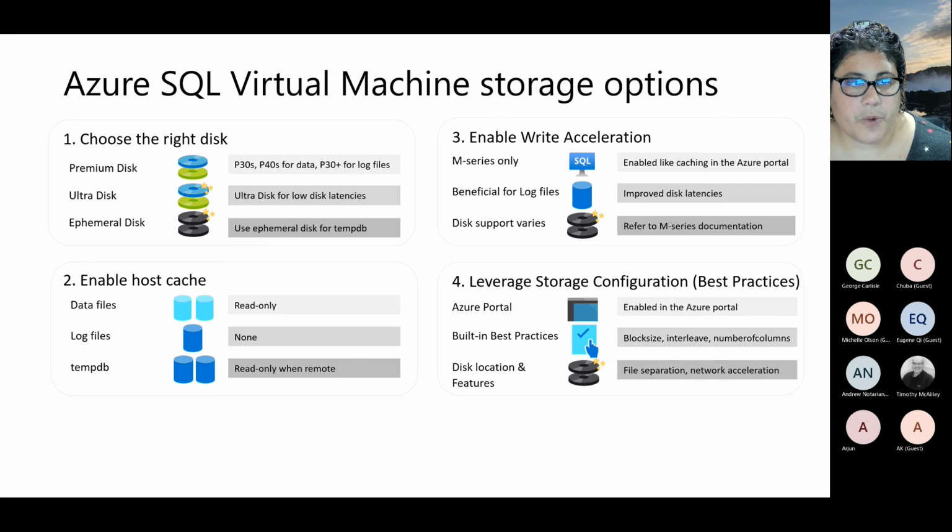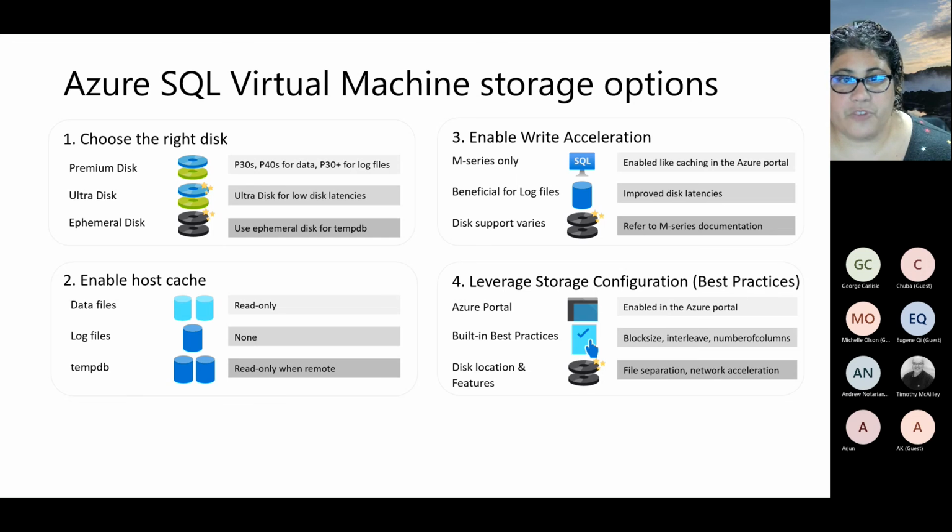Okay. So summarizing, choose the right disk. We do recommend that you use a premium disk for most of your workloads. P30s. For log files, you can go higher than P30s because you don't care about caching. You want to have caching set to none, so you can go higher, but generally P30s and P40s so that you can leverage caching. Ultra disk if you need super low latency, but remember it's expensive. Ephemeral disk for tempdb. And then when it comes out, premium V2.